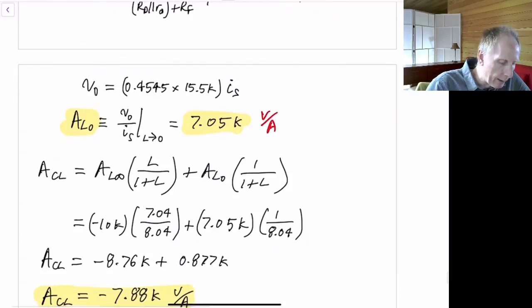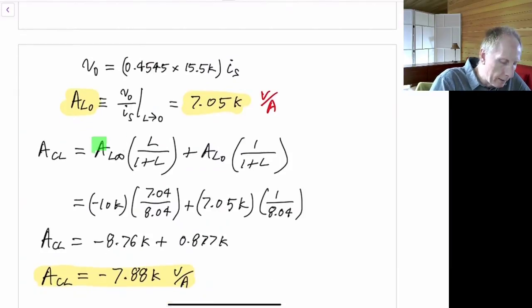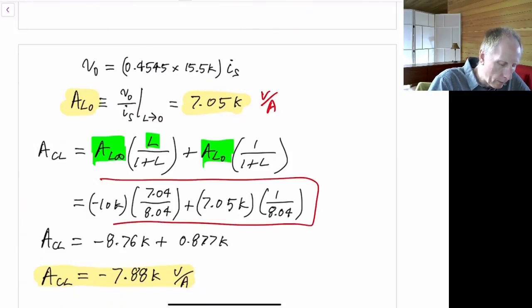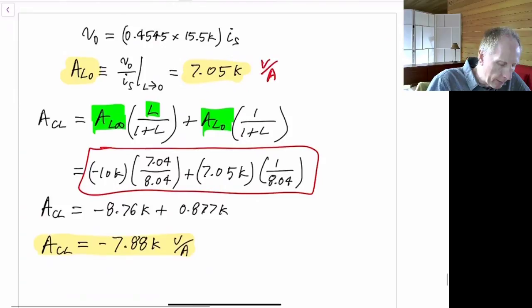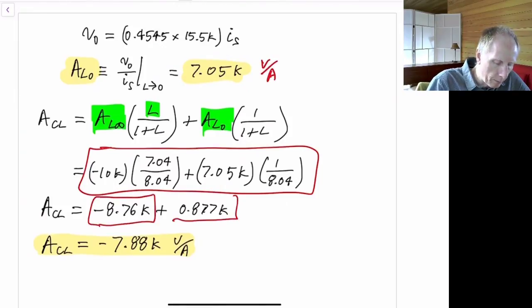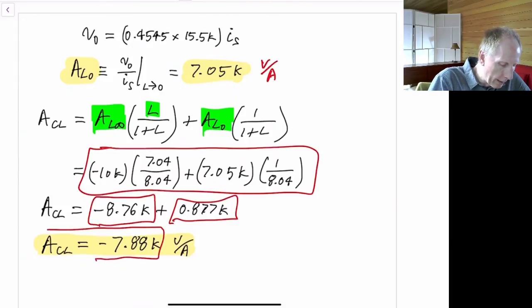So now finally we can write down our overall closed loop gain using these values that we've already found. Put this into that equation above. In this case we'll get minus 8.76K plus 0.877K. So this is about 10%. So this starts to make some difference to it. And so the overall closed loop gain then is given by this value here, which is minus 7.88K volts per amp.